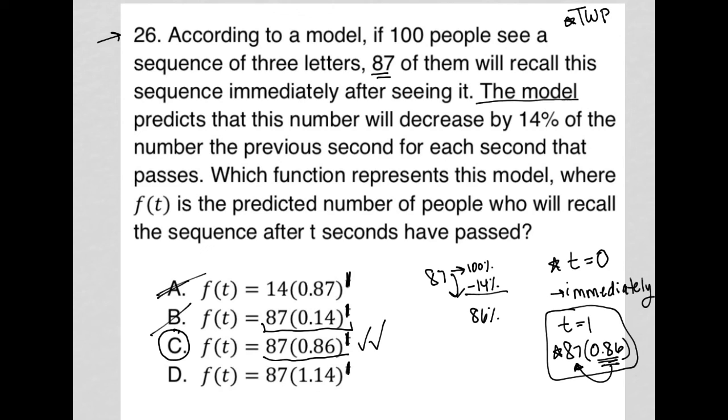When t is 1 here, I have 87 times 1.14. That would be a 14% increase, actually. That's 100% plus 14%. So D is gone. So for that reason, C is the correct answer.